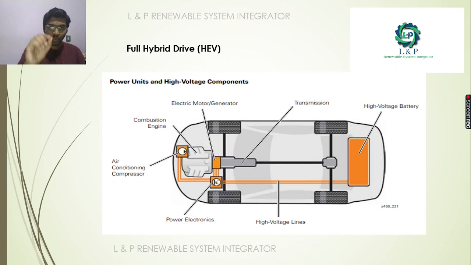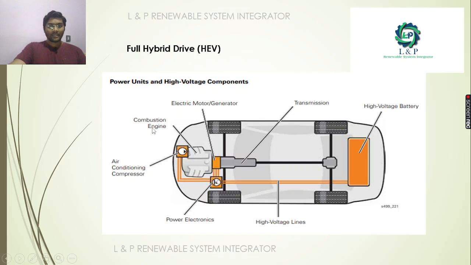Now let us try to know about the full hybrid HEV. This is the layout of this vehicle, the power units and the high voltage components of the full hybrid electric vehicle. See here, what are the components we have? This is an example of the front wheel type with a shaft. We saw different drive configurations in the last parts. This is one of the drive configuration examples, front wheel with shaft support also.